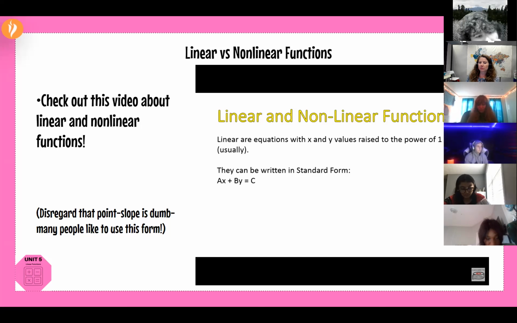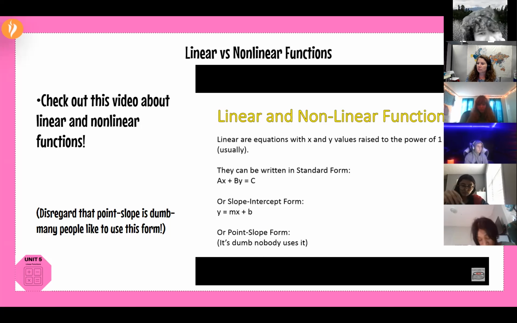This is kind of the key here. If they can be written in standard form, which is some number times x plus some number times y is equal to another number, that is a linear equation or a linear function. They are often written in slope-intercept form, y equals mx plus b. This is the most useful form for linear functions. We get a lot of information from this. There's also something called point slope form, but I think it's pretty dumb and I don't like using it. So anyway, there are a couple of different ways that you can write linear equations, and they look kind of like what you see there.